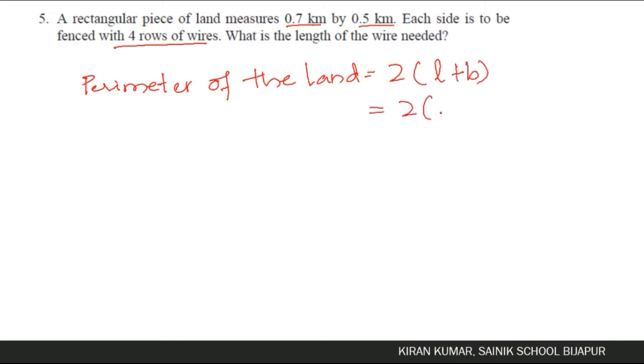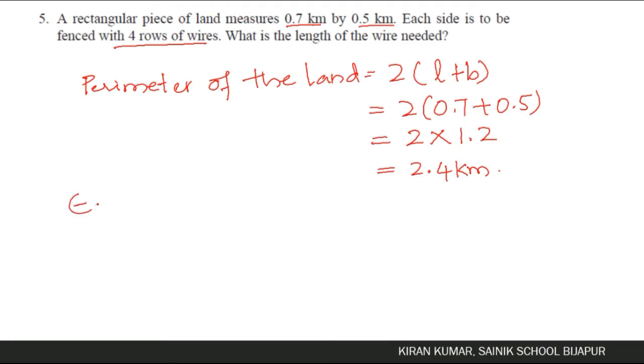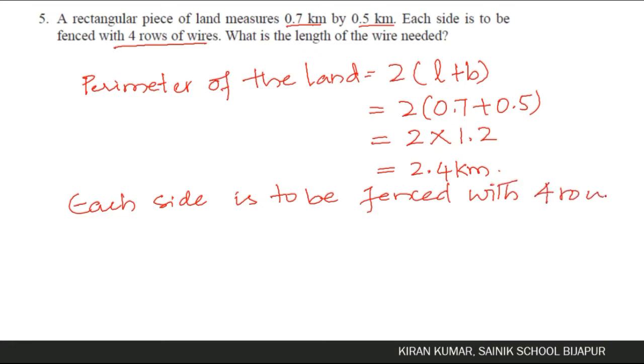Here, 0.7 kilometer plus 0.5 kilometer to be added up, we get 2 times of 1.2, which is 2.4 kilometer. They have mentioned that each side is to be fenced with 4 rows. So it is 4 times of 2.4, nothing but 9.6 kilometer. Therefore, the length of the wire required will be 9.6 kilometers.